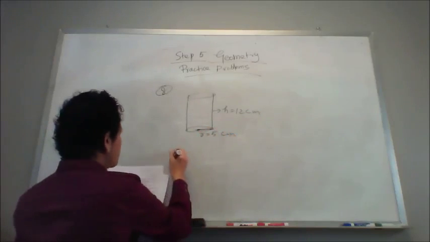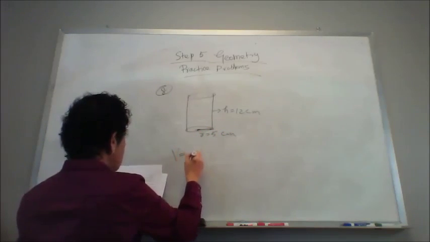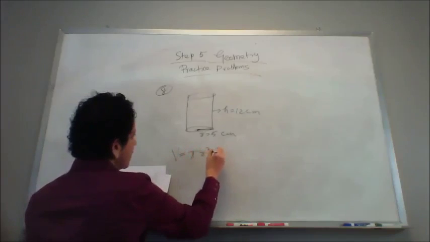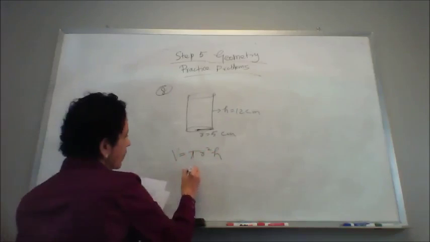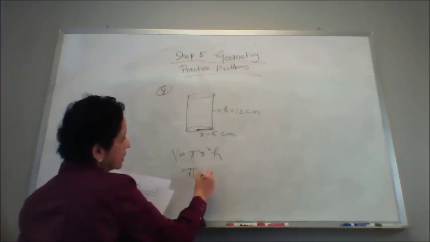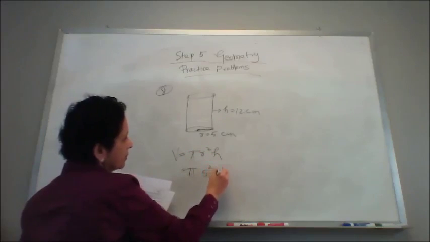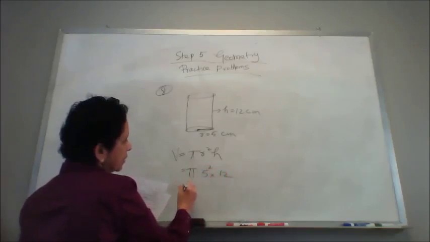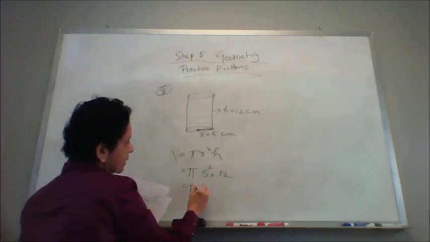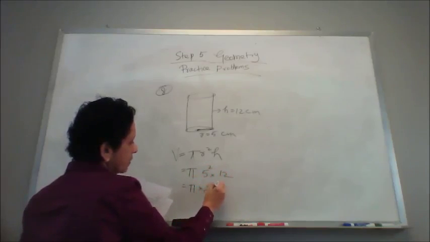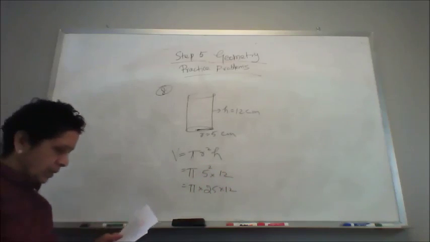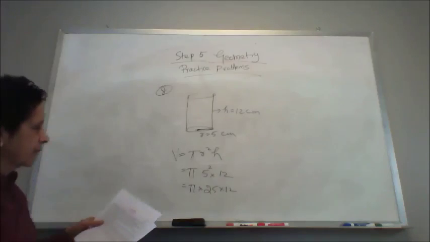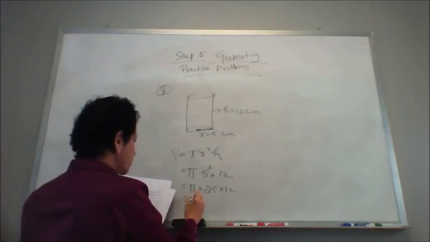So the volume of a cylinder is pi R squared H, okay? So that you can get from the formula sheet. And then pi, then R is 5 squared times 12, right? So that is pi times 5 squared is 25 times 12. Okay, and that is 300 pi.